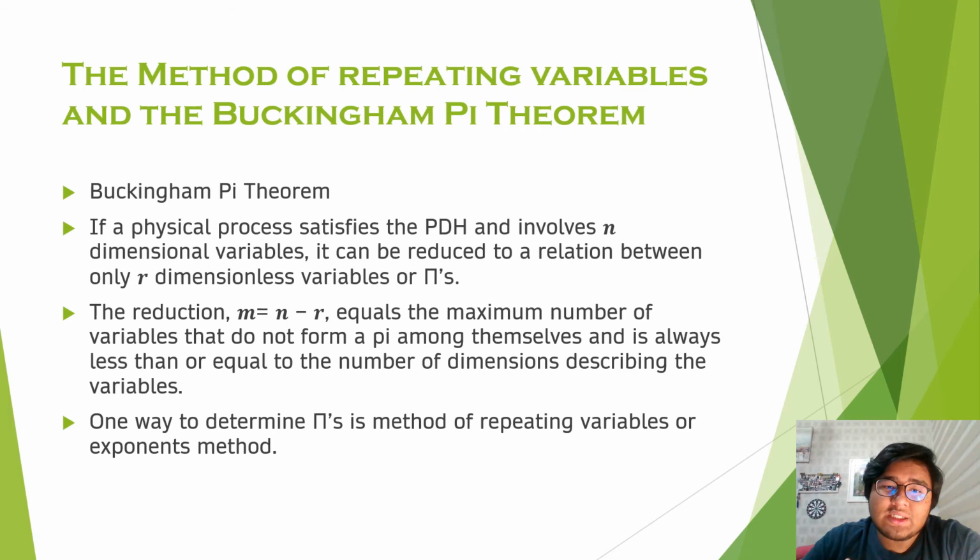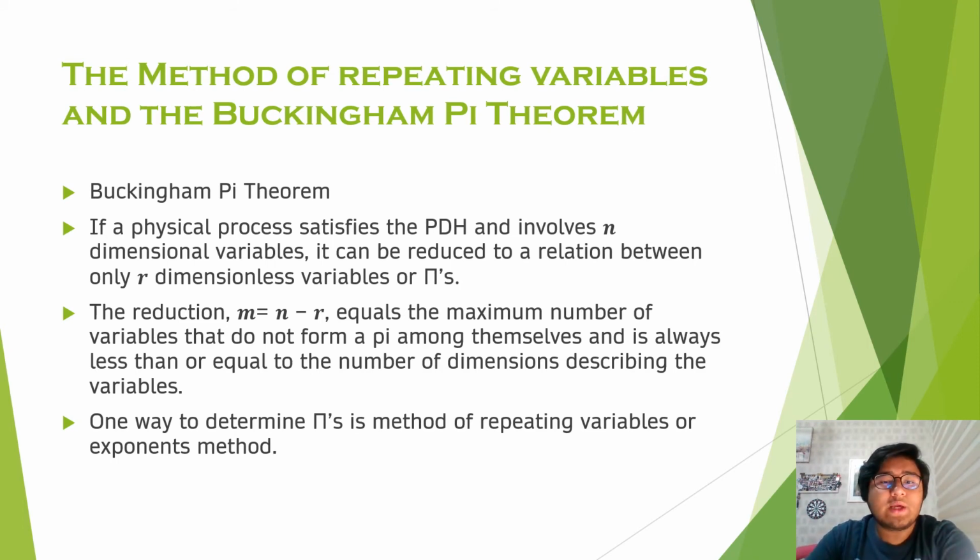So basically, when the physical process satisfies PDH and involves dimensional variables, it can be reduced to a relation between dimensionless variables. So next, the reduction m equal to n minus r equals the maximum number of variables that do not form a pi among themselves and is always less than or equal to the number of dimensions describing the variables. So basically, this is how we calculate how much pi, the dimensionless variable, there will be in the equation.